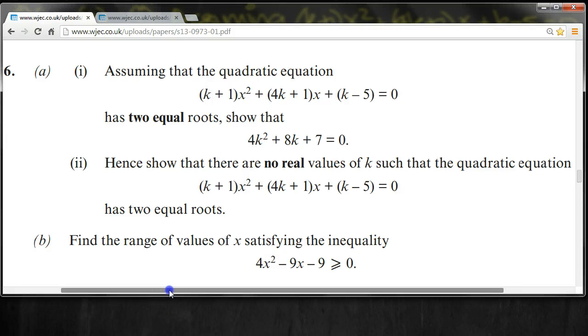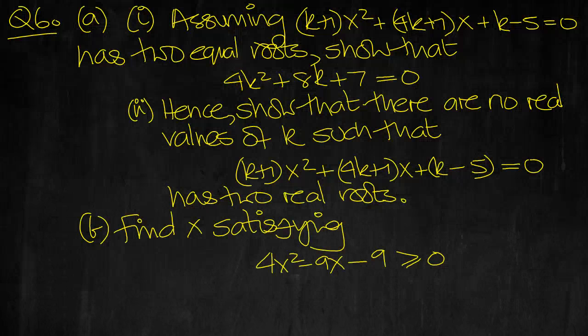Here's the question then. Question 6. Okay, I've got it summarized here. So let's have a look at it. This quadratic has two equal roots. Show that this. So A, part 1.